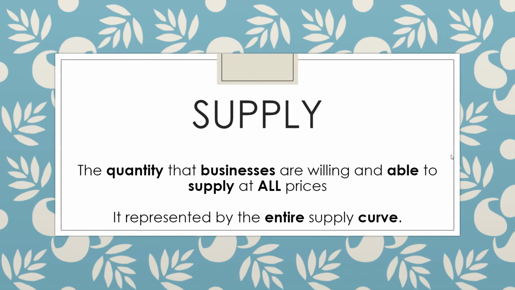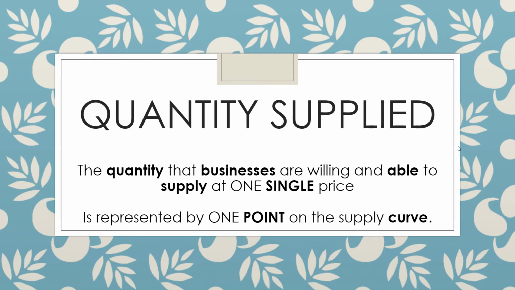So here's the first definition on your study guide. Supply is the quantity that businesses are willing and able to supply at all prices. It's represented by the entire supply curve. Whereas quantity supplied is the quantity that businesses are willing and able to supply at one single price, and it's represented by 1 point on the supply curve. Just like we learned the difference between demand and quantity demanded, it's the same sort of logic of the difference between supply and quantity supplied.